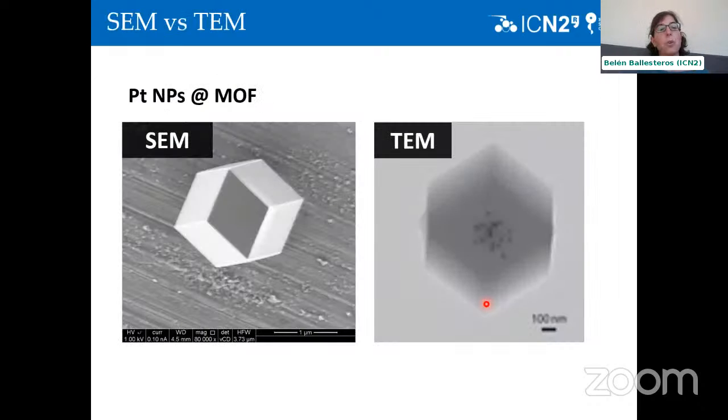So let me show you some examples of how a sample appears in an SEM and in a TEM. This is an example of a metal organic framework, and this is how you see it in the SEM. It's a very nice type of particle, with this icosahedral structure. In this case, we see the external part, but if we want to see the material that is encapsulated inside, we really need to go to TEM and see the internal structure of the specimen. These things here would be the platinum nanoparticles.